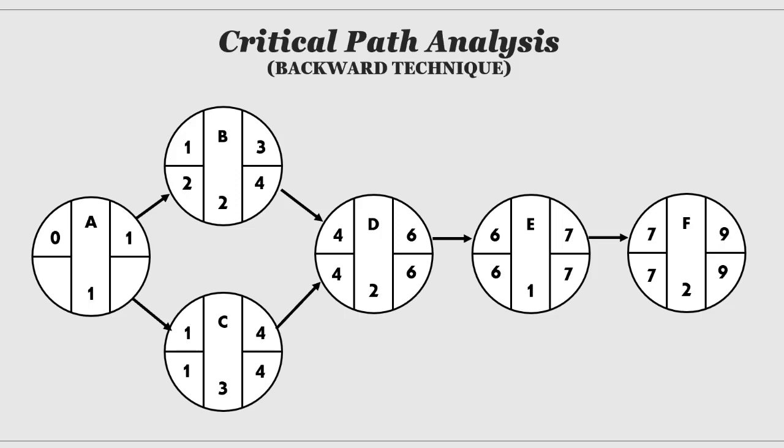Activity A has a linkage line with B and C. Unlike the forward technique, in the backward technique, activity A will take the shortest or smallest latest start from the various related activities. So in this case, activity A will take latest start 1 from activity C, because the value is the smallest, as input for the latest finish in activity A.